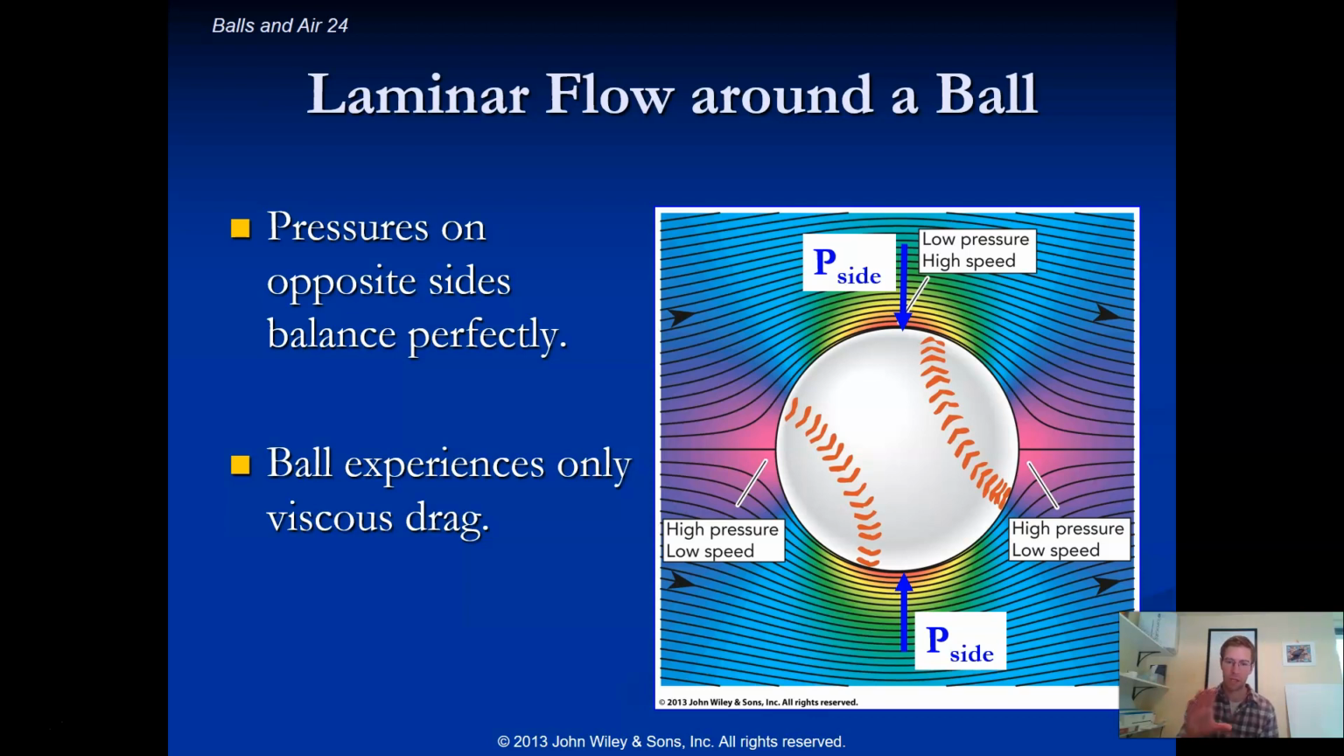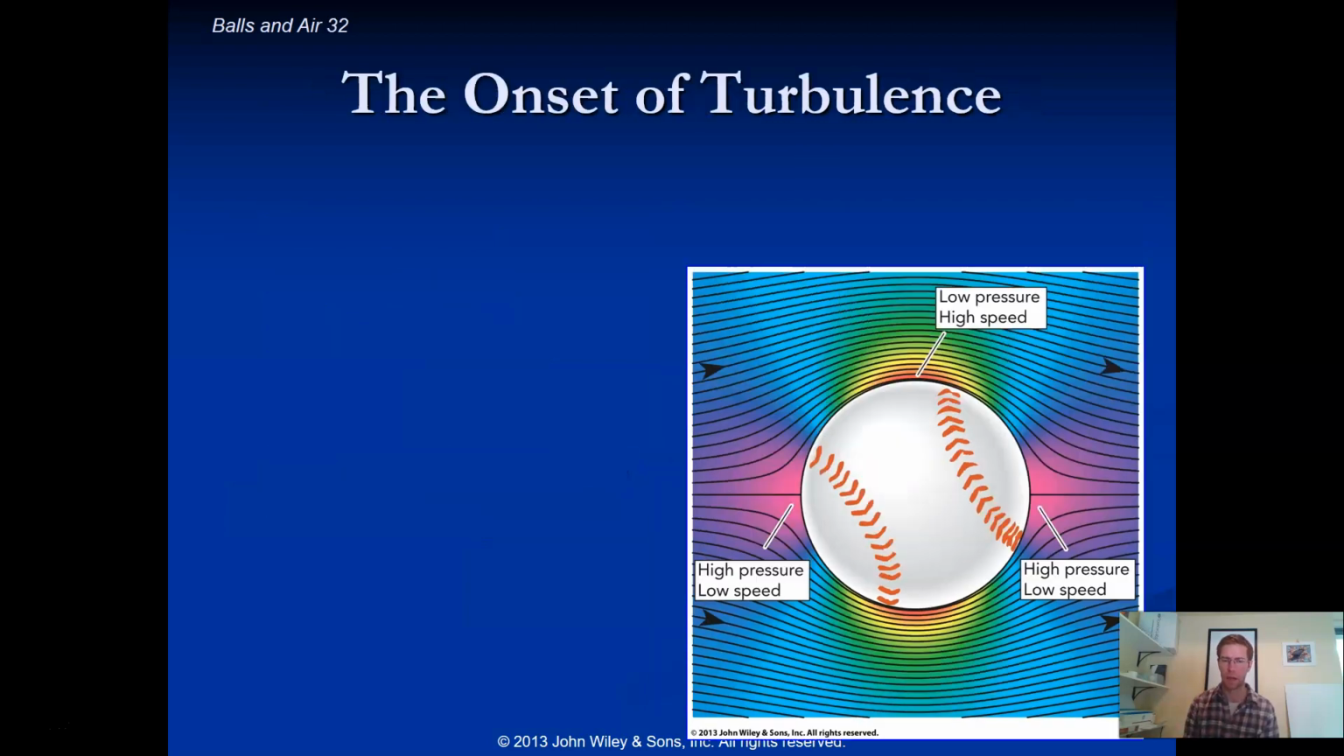All right, so in this case, you only have one force. It's a viscous drag force pointing backwards. Now, eventually, if you throw the ball fast at all, any faster than a few meters per second, it's going to move so fast that the air behind the ball won't have time to rush in and fill in in a nice, smooth, laminar manner as we see here.